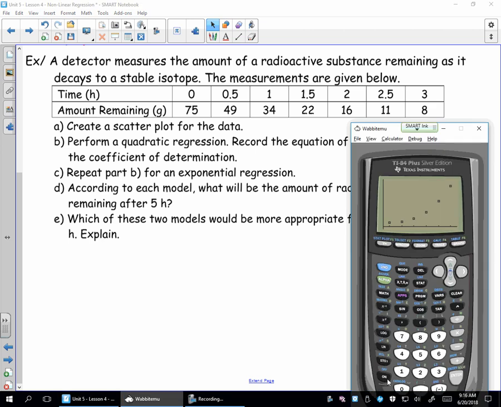So let's go clear our data. Stat, edit, clear. Let's enter our new data.